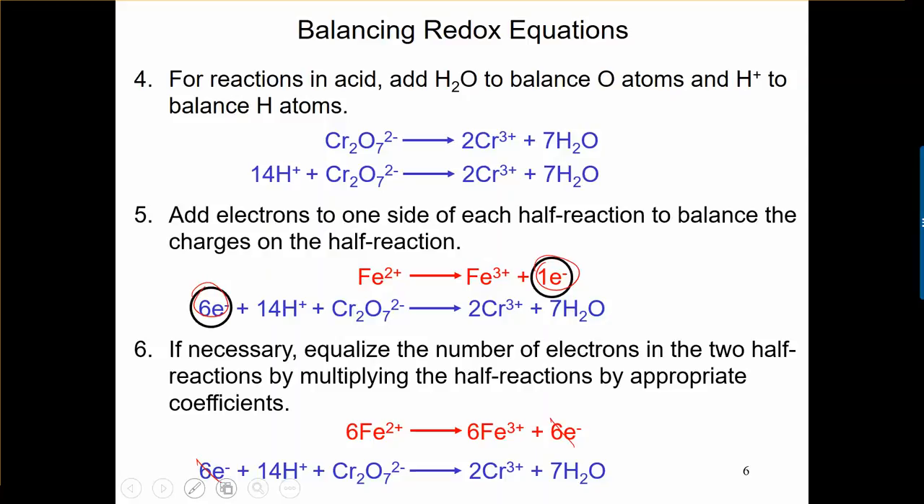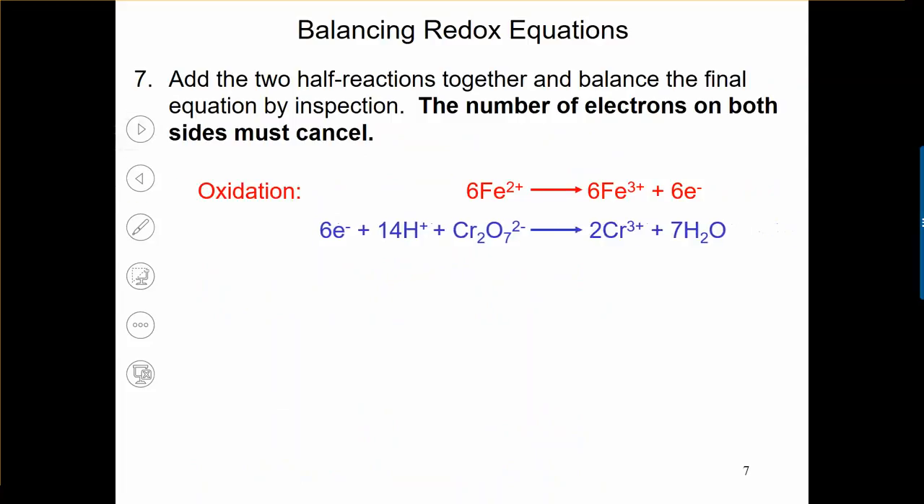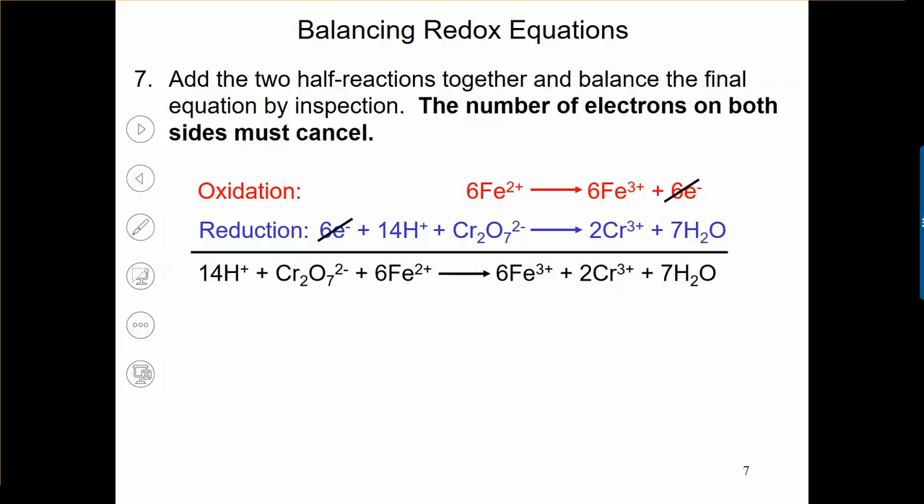Now to find the final reaction, I just need to add those two reactions together. Add the two half reactions, okay? The oxidation, the reduction, and the electrons cancel. And if anything else cancels, then you cancel it, okay? But here, nothing else is canceling, so we end up with 14H pluses, a dichromate, plus 6 Fe2+ produces 6 Fe3+ and 2 chromium 3+, plus 7 waters. Okay?